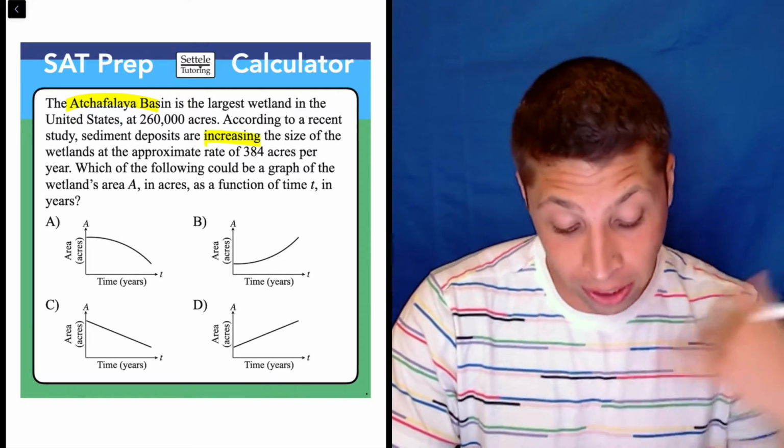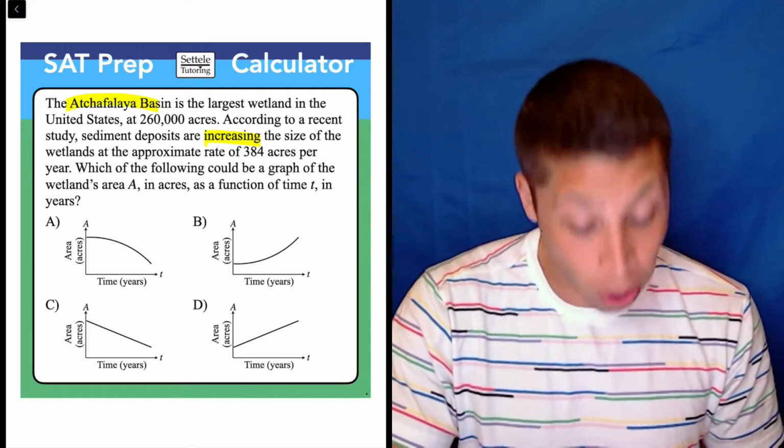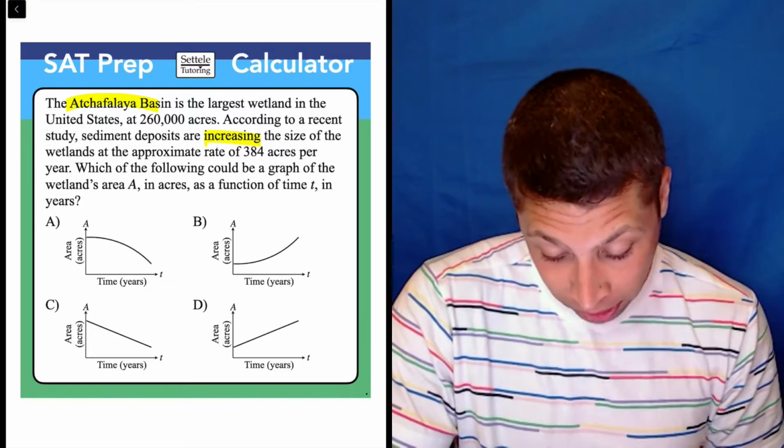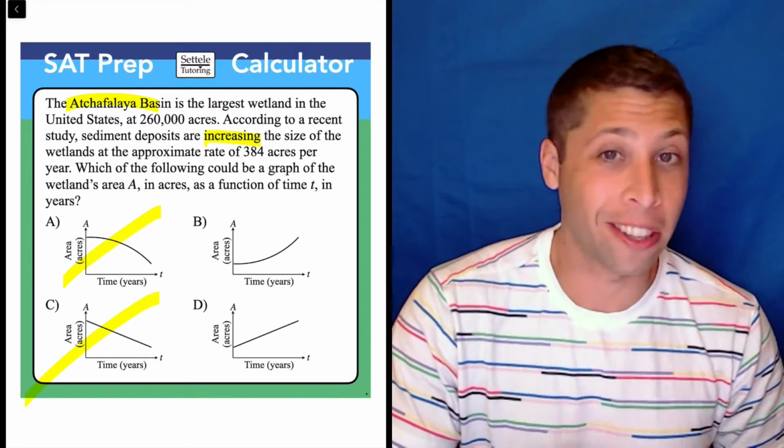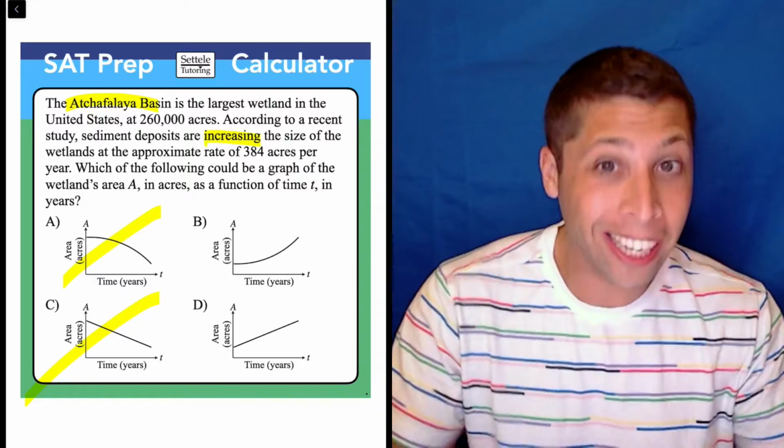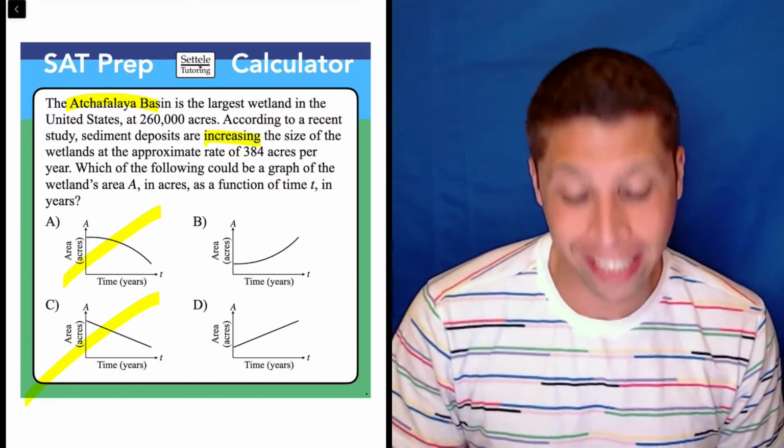The sediment deposits are increasing the size of the wetlands, so we need to show that. So what choices don't have an increase? Well, choice A doesn't, and choice C doesn't. Those are both decreases. So hopefully everyone can get rid of those two choices and pick either B or D.